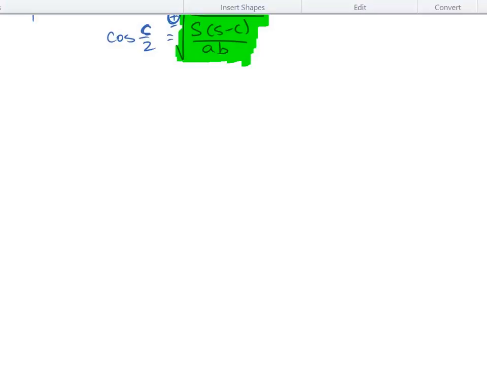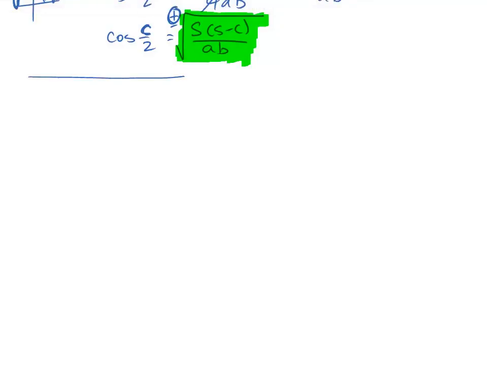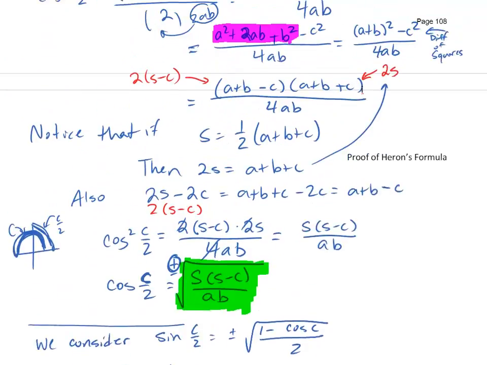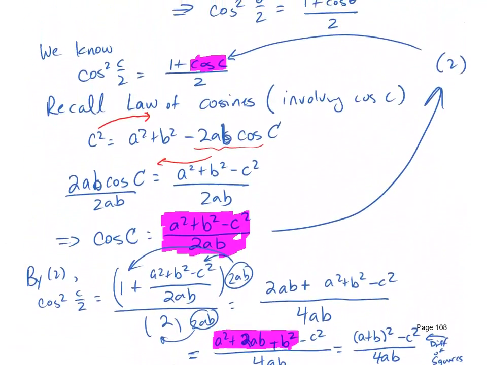As our next step, we're going to now consider, similarly, what happens if I look at sine of C over 2. Sine of capital C over 2, which would be plus or minus the square root of 1 minus cosine of C divided by 2. There's a minus sign instead of a plus sign in there. So following the same rationale, we can say sine squared of C over 2 is 1 minus cosine of C all divided by 2. Now apply a similar approach that we did above here.